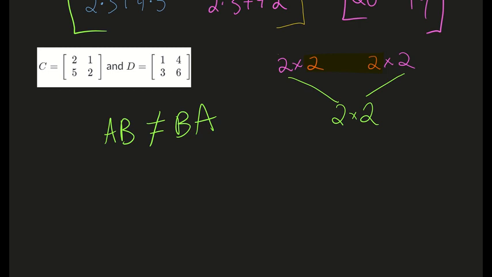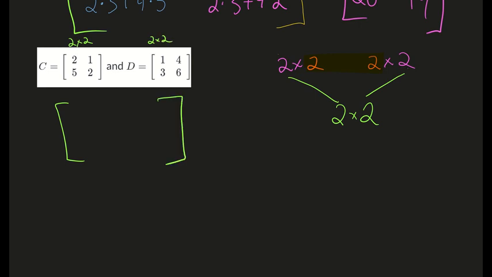So let's take a look at multiplying C and D before we do ones that are different sizes. So for CD, since C's 2 by 2 and D's 2 by 2, like we found over here, our result is going to be a 2 by 2. So we multiply row by column. So 2 times 1 plus 1 times 3. So that one's going to be 5.